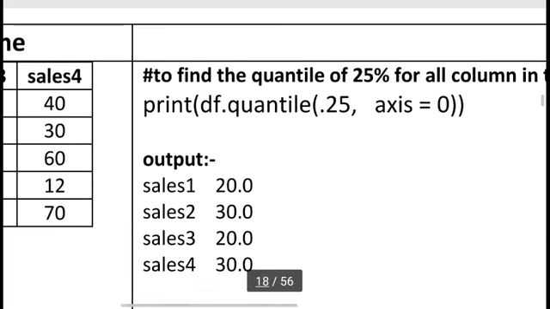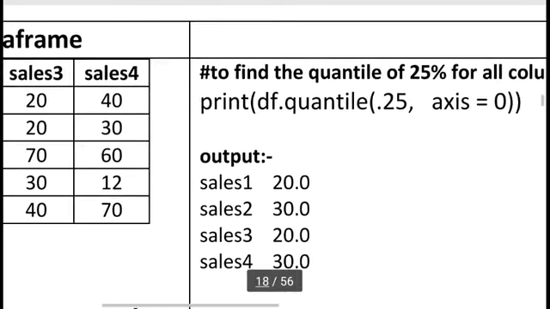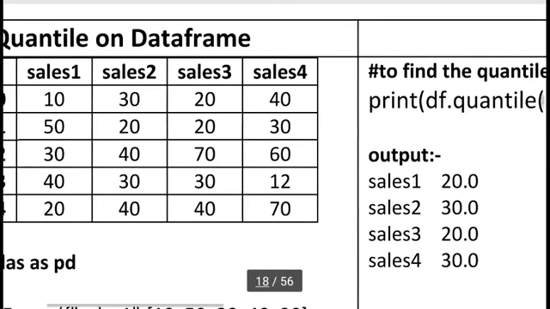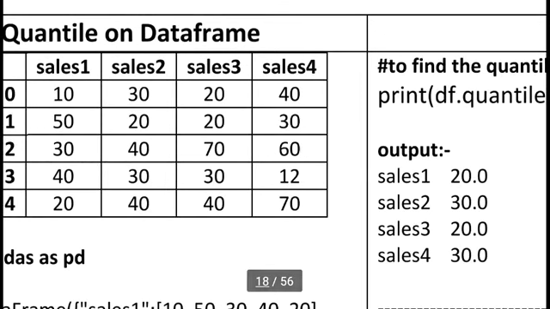Here I am using axis equal to 0. Axis equal to 0 means, simply we can say, vertically all the columns it will cover. So you can see the Sales 1 column: 10, 50, 30, 40 and 20, the output is 20. Sales 2 column: 30, 20, 40, 30 and 40, the output is 30.0. Sales 3: 20, 20, 70, 30, 40, the output is 20. In Sales 4, the output is 30.